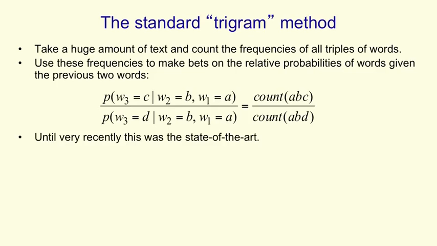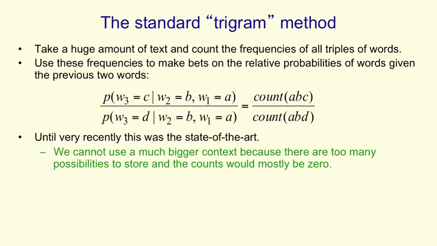Until very recently, this was the state-of-the-art method for getting the probability of the next word to help out the speech recognizer. We can't use much bigger context than two previous words because there are just too many possibilities to store, and if we did use bigger contexts, the counts would be mostly zero. Even for two-word contexts, there's many contexts that you will never have heard.